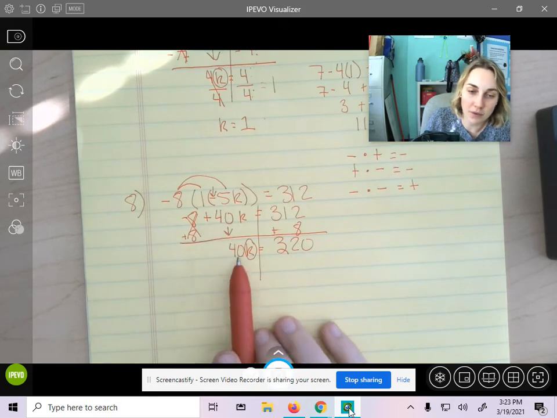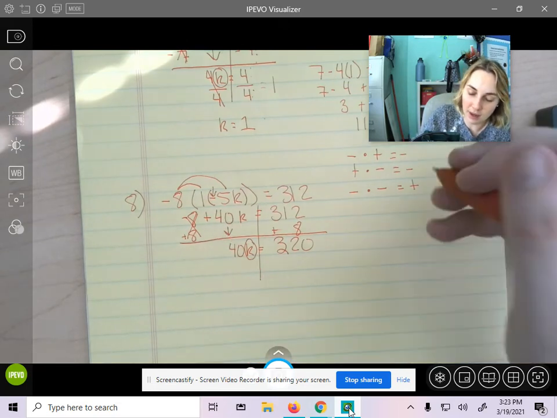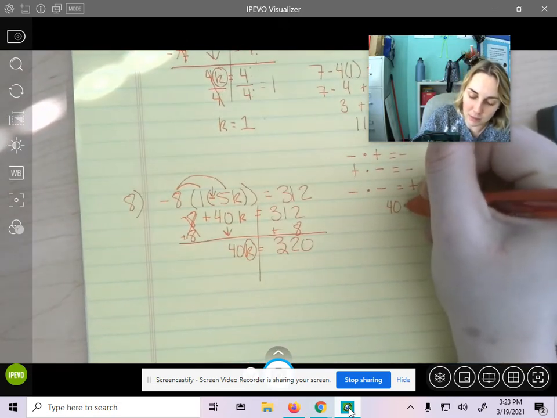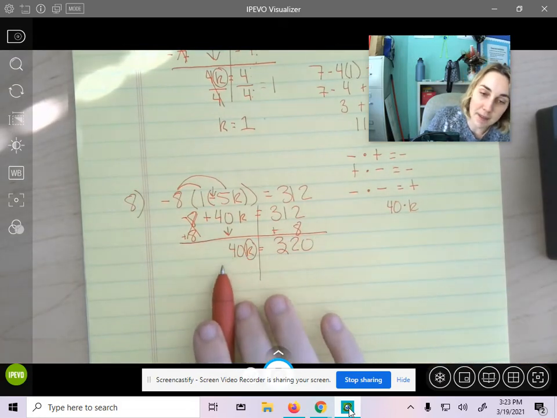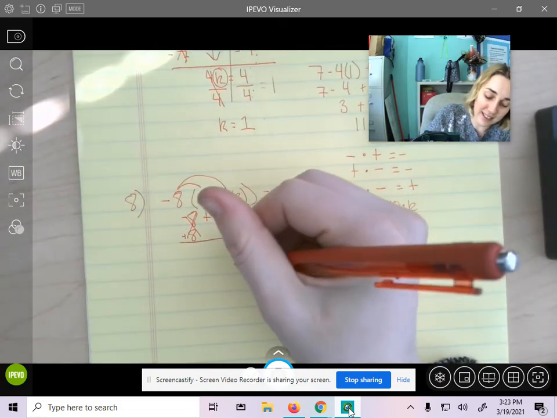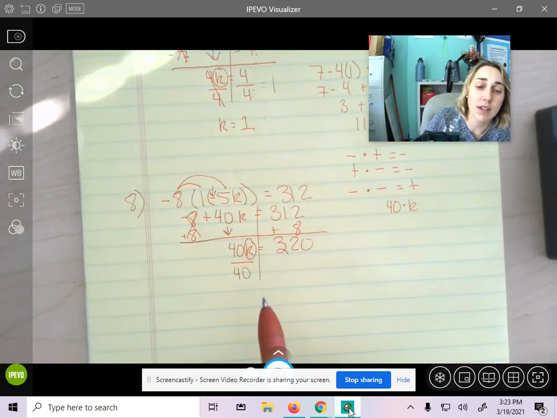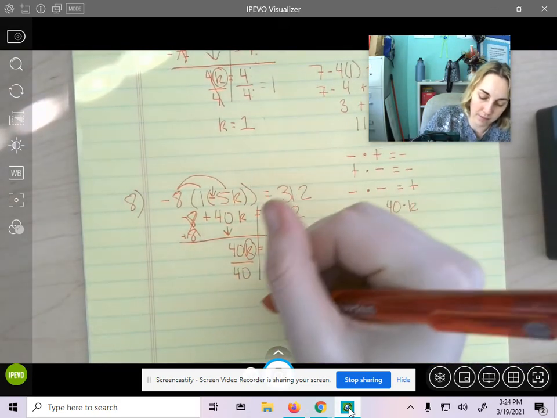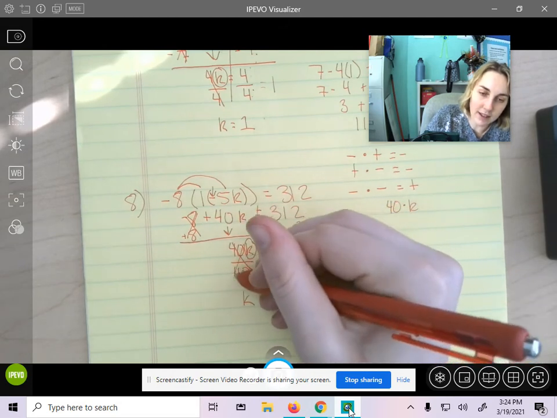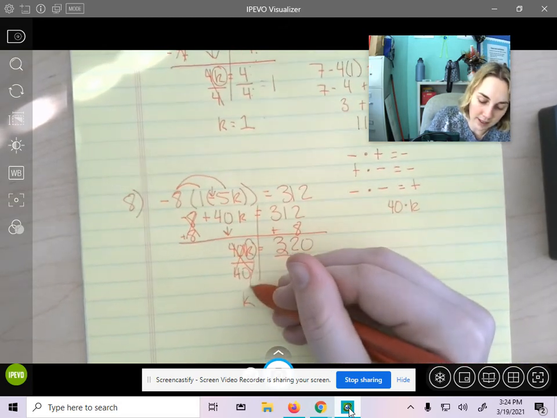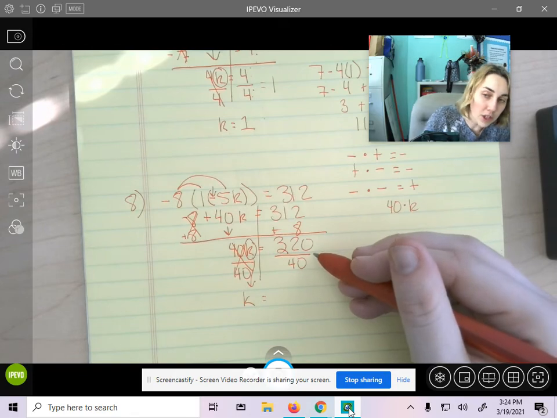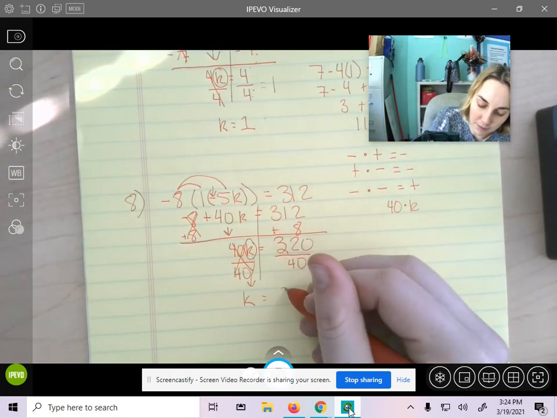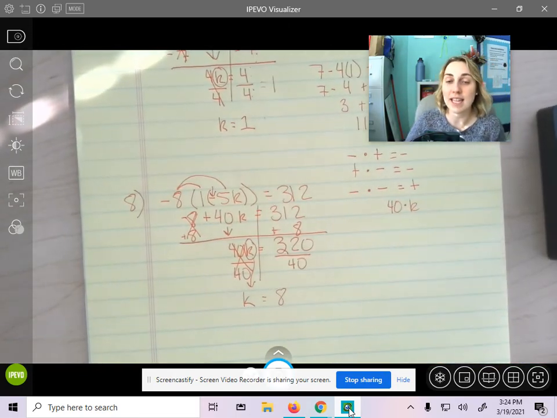So again, 40 is multiplied by k. When you have a number next to a variable, that means multiplication. So the opposite of multiplying k by 40 is to divide it by 40. If I do that on one side of the balance beam, I have to do the same thing on the other side as well. These cancel out because they're opposites, so I'm going to bring this k down. And then 320 divided by 40 is going to leave me with 8. So 8, or k, is equal to 8.